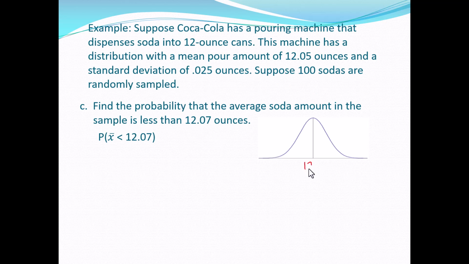So again, I'll put in the mean at 12.05. This time, a couple things. The 12.07 falls over here on the right because it's above 12.05, so I'm going to put the 12.07 over here. And then the other piece is I'm looking for less than, so I'm going to shade less than. So I'm going to shade this lower tail, which is the cumulative probability we can find from the table or from the normal distribution function.